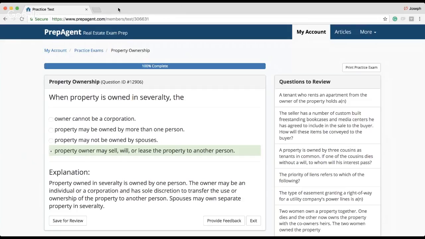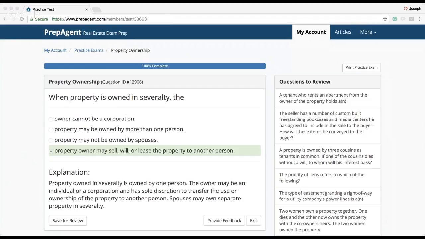And Sandra says property may not be owned by spouses. What they're referring to is two spouses owning it together. A spouse can own it individually as severalty, but what they're referring to is that they own it together. So when you have it with somebody else, it's called a concurrent estate.